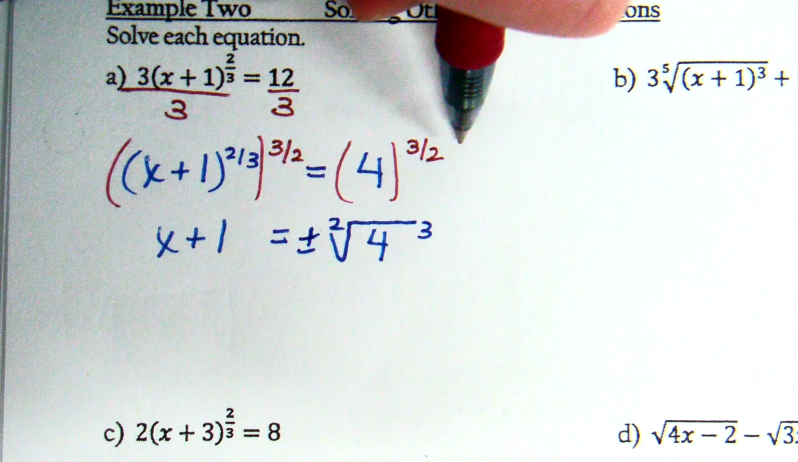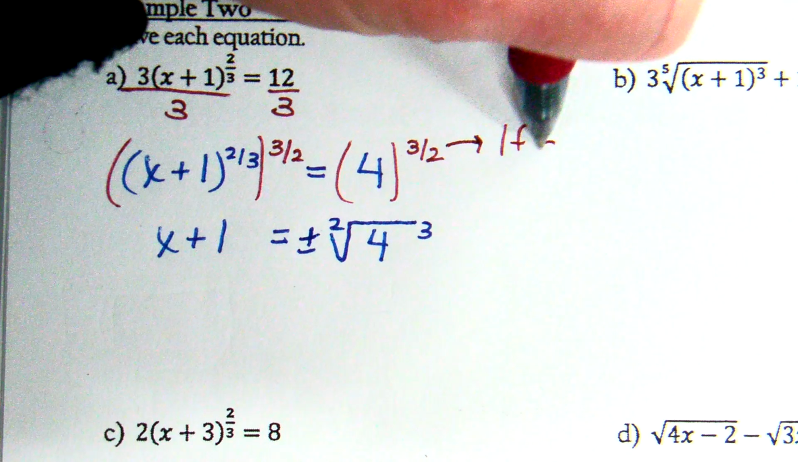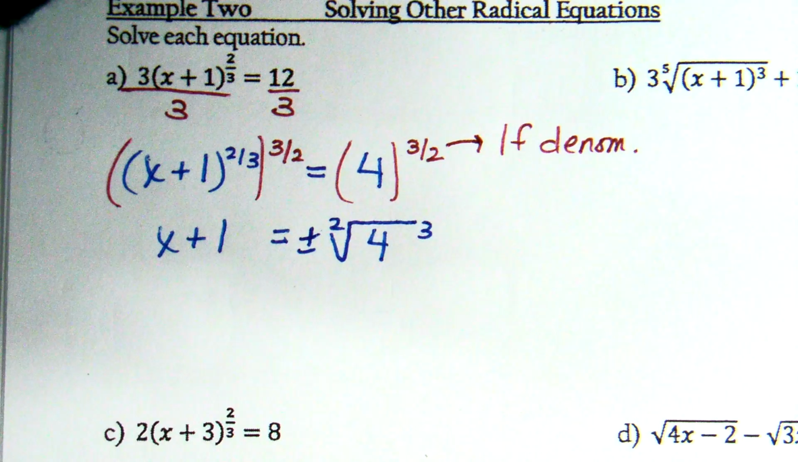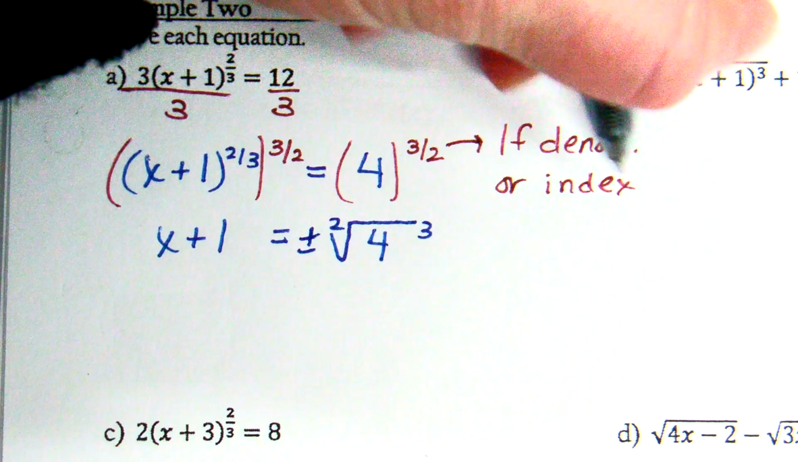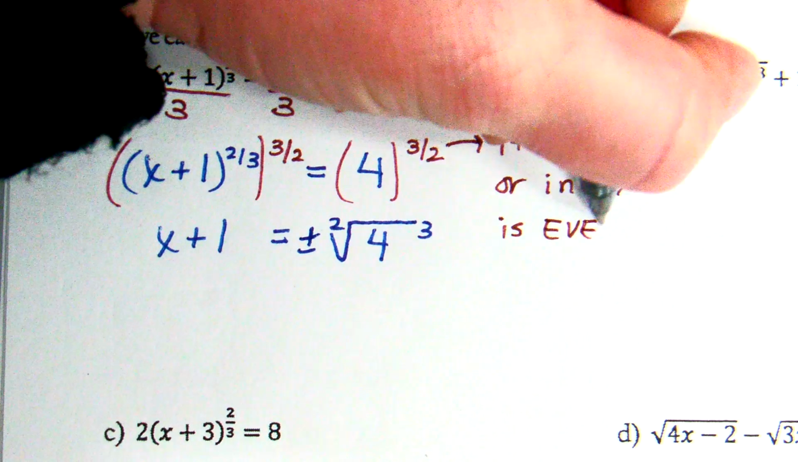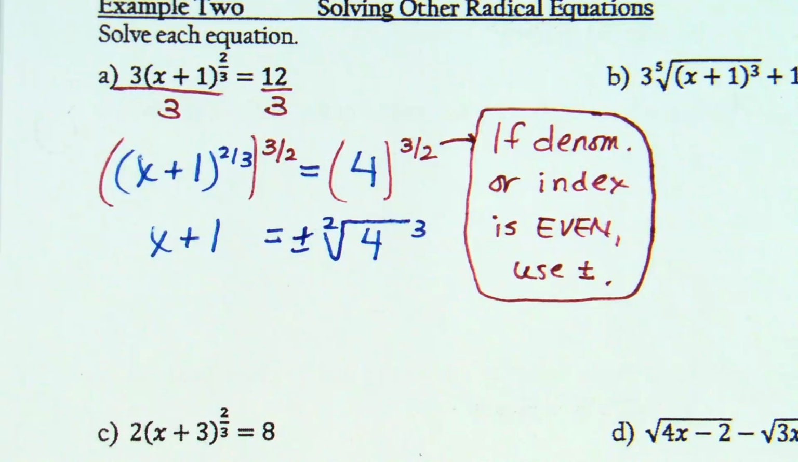So right here it was 3/2. Because that denominator was even, that's why we put a plus or minus. So if the denominator or index is even, use plus or minus. And so that's why you saw me put the plus or minus there.